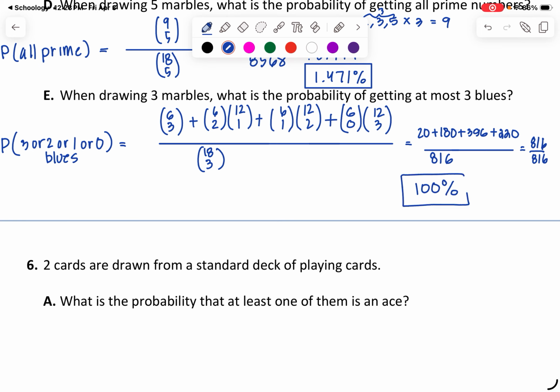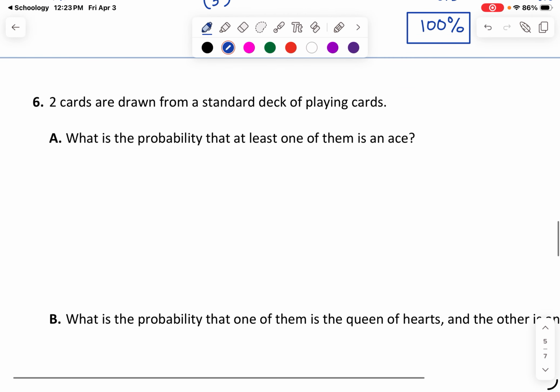And now we say, duh. Why didn't we just think before we did this? When drawing 3 marbles, what's the probability of getting 3, 2, 1, or 0 blues? That'll happen no matter what I do. If I pick 3 marbles, I'm either going to get 3, 2, 1, or 0 blues. 100% chance. Duh.